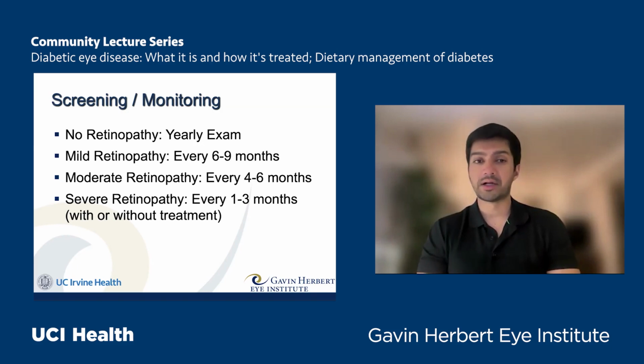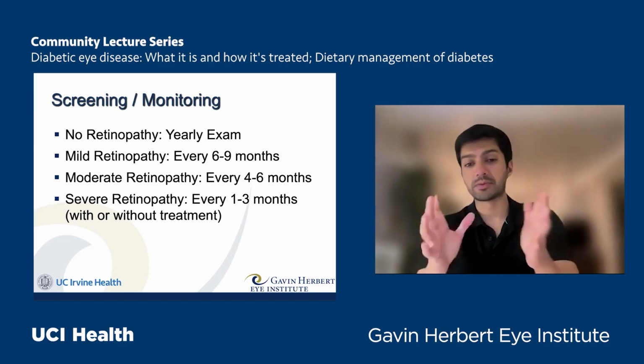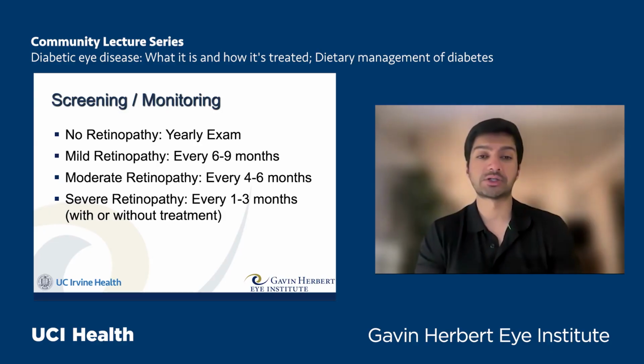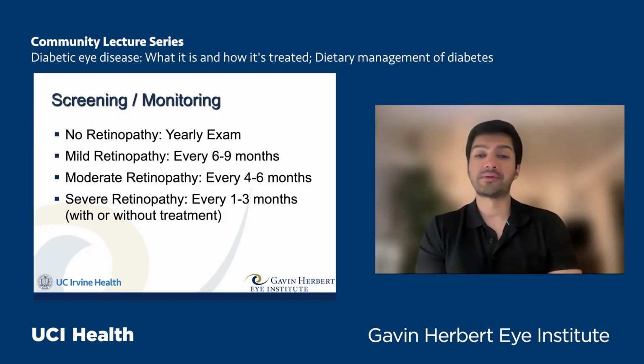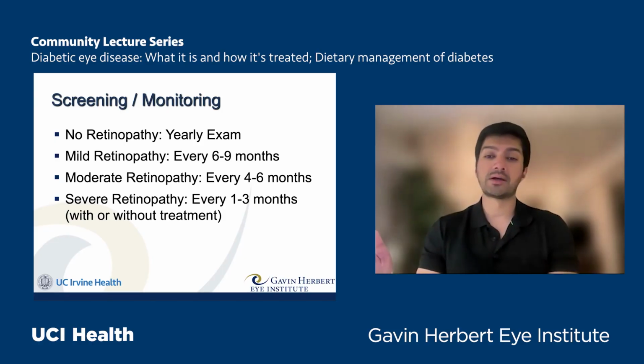We just continue to follow, but we happen to follow a little bit more often just to make sure that if there were some mild changes that can require treatment, or if it affects the vision in any way, we're able to catch it on the earlier side. And then if retinopathy becomes more severe, then we may see even more often, every 4 to 6 months.